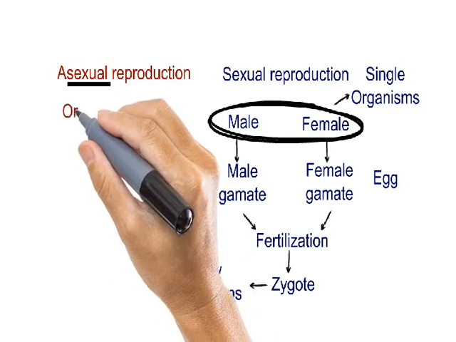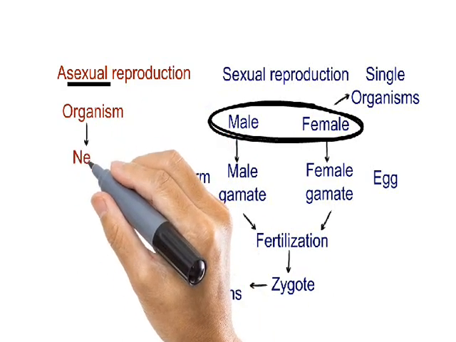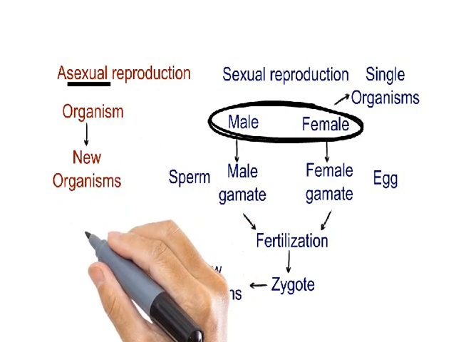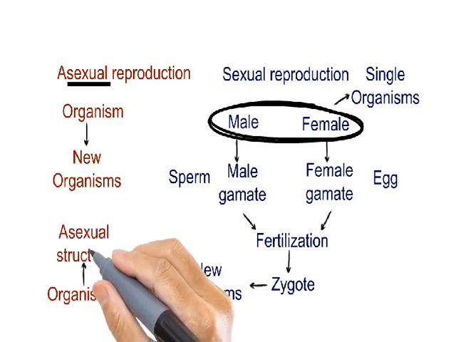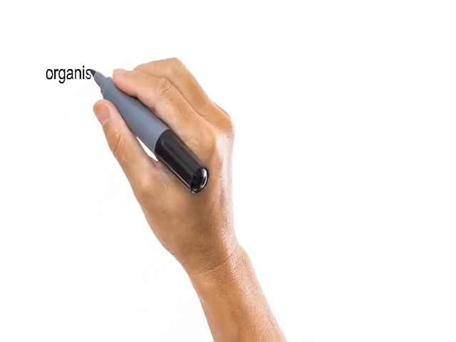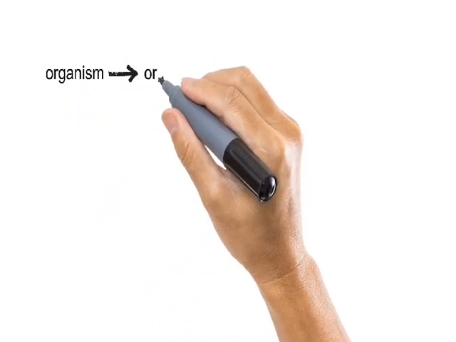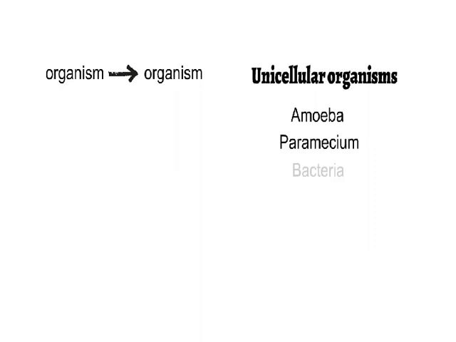In asexual reproduction, one organism either directly produces a new organism, or the organism produces structures which are called asexual structures, and these structures are then converted into new organisms. So let us see the first kind, in which one organism gives birth directly to the other organism. This mode of asexual reproduction is generally observed in unicellular organisms like amoeba, paramecium and bacteria.